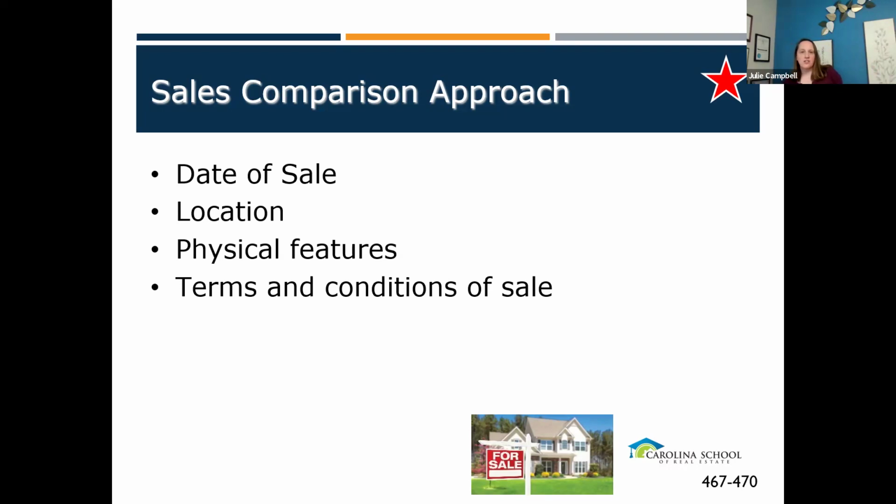And then terms and conditions of sale. The appraiser's not going to want to compare a traditional sale to a foreclosure, for example. If the neighborhood hasn't suffered a lot of foreclosures and they just have one, that one foreclosure probably wouldn't be a good comp, because generally speaking, foreclosures go for less than traditional sales.